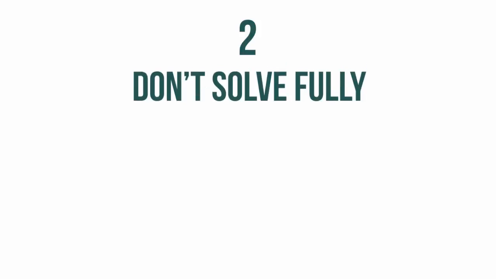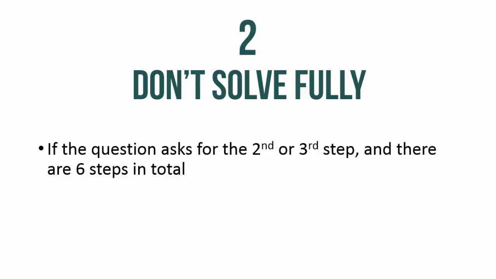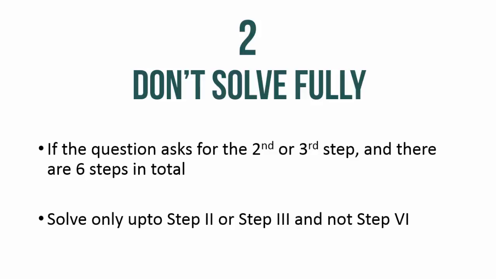The second tip is, don't solve fully. It is not always necessary for you to solve the input-output question completely from input to output once you figure out the logic. Why is that? Sometimes the questions might just ask you what is the second step of this input-output process or what is the third step of this input-output process. It may be possible that this particular process has 6 steps in total, but now your question is just asking you for what is the second step. So you don't have to solve it completely for a given input. Just doing it until the second or third step should be sufficient.